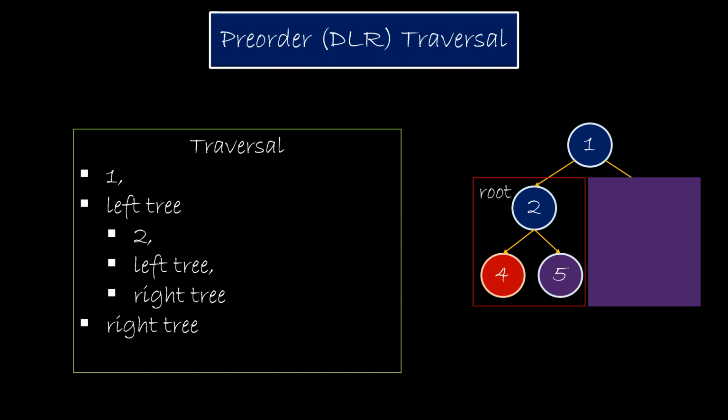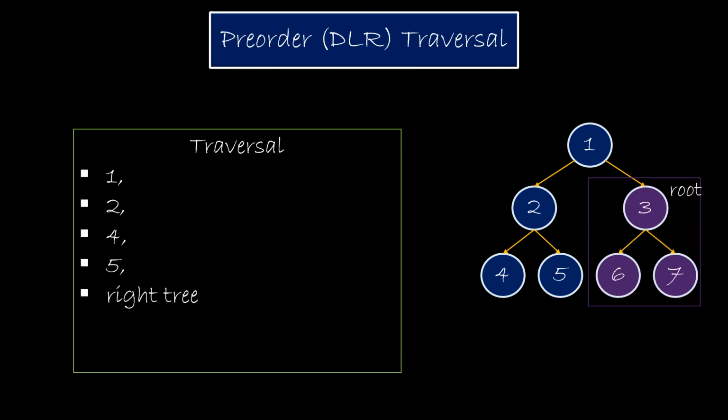Here we again process the root, that is 2, and then its left and right. If we just see the left subtree here, we just have a node 4, which is the root. This node does not have any child, so we do not need to go any deeper. Now we go to its right and process this node similarly as we did for the left. Since this node also does not have any child, we just visit this node and move further in our traversal. As the left tree is processed, we move to the right tree.